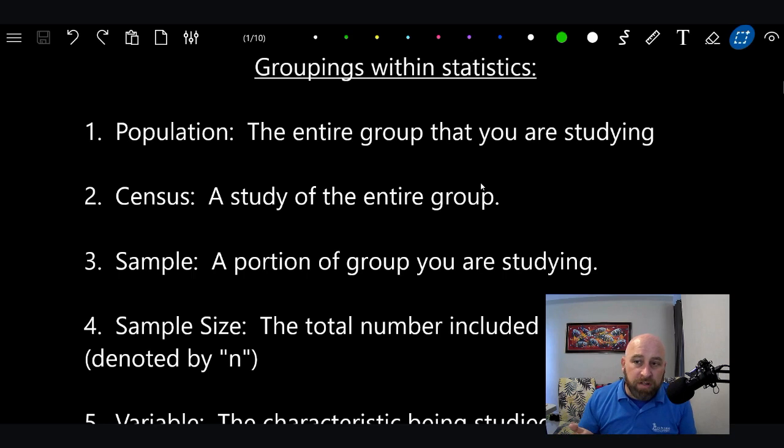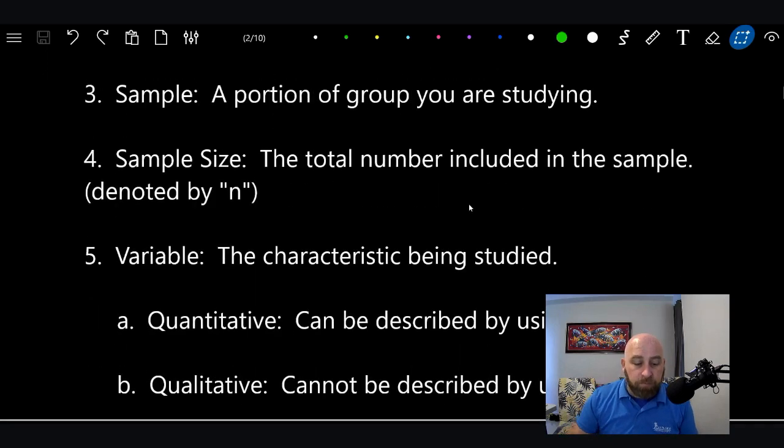So what do we do when we want information about the population, but we can't really spend the time or the money or the resources to ask the whole population the question? Well, we do what's called a sample. Number 3 is a sample. It's a portion of the group that you're studying. So you just take maybe 2,000 or you take 5,000 people and you poll those 5,000 people.